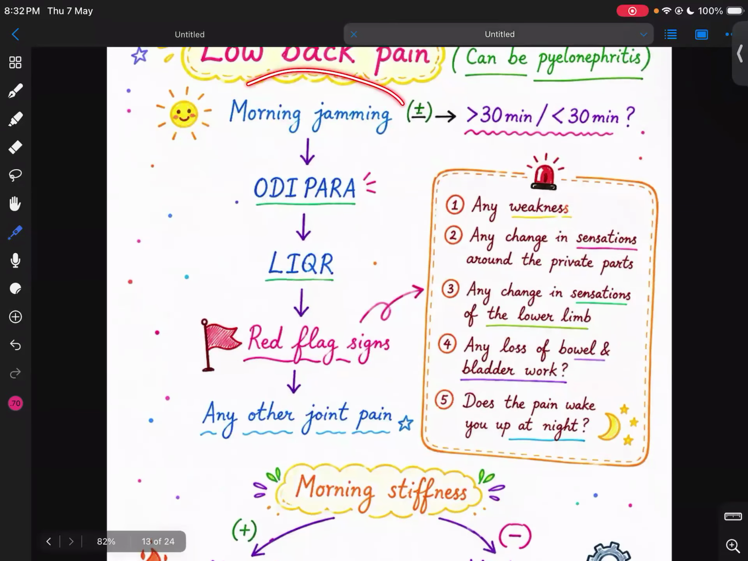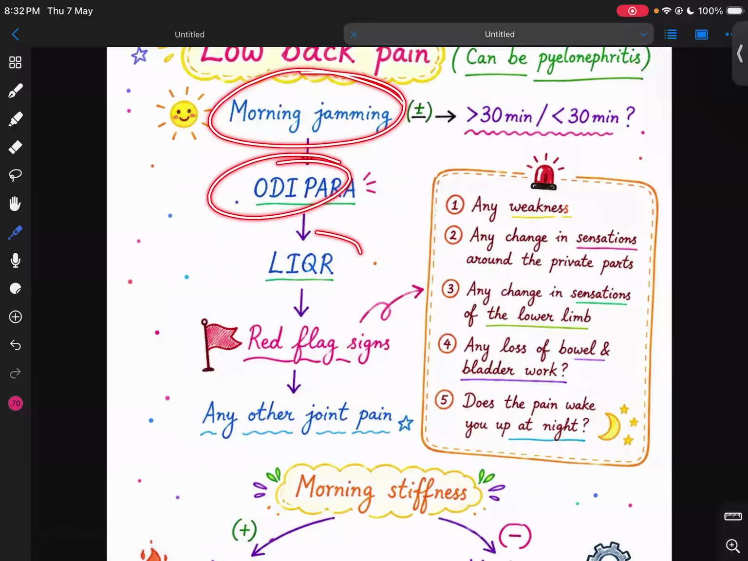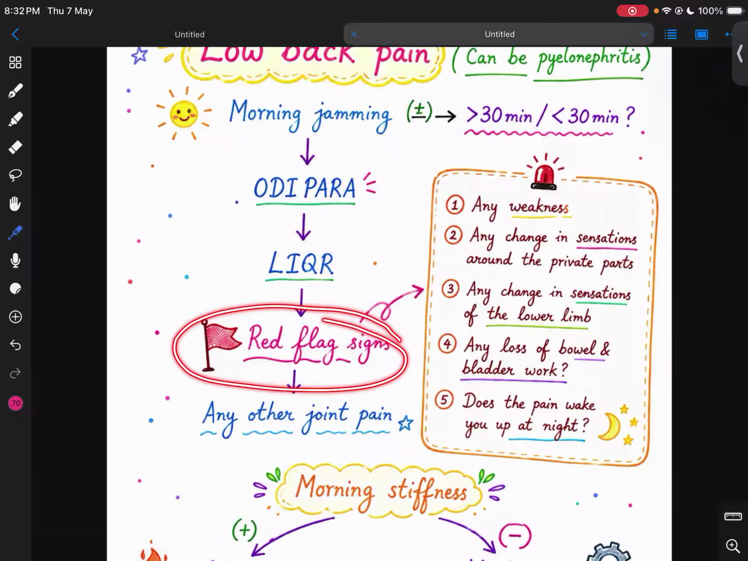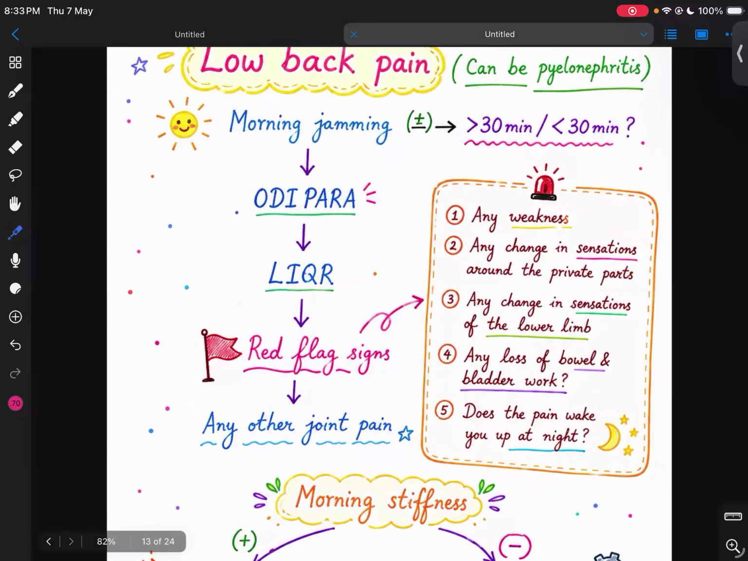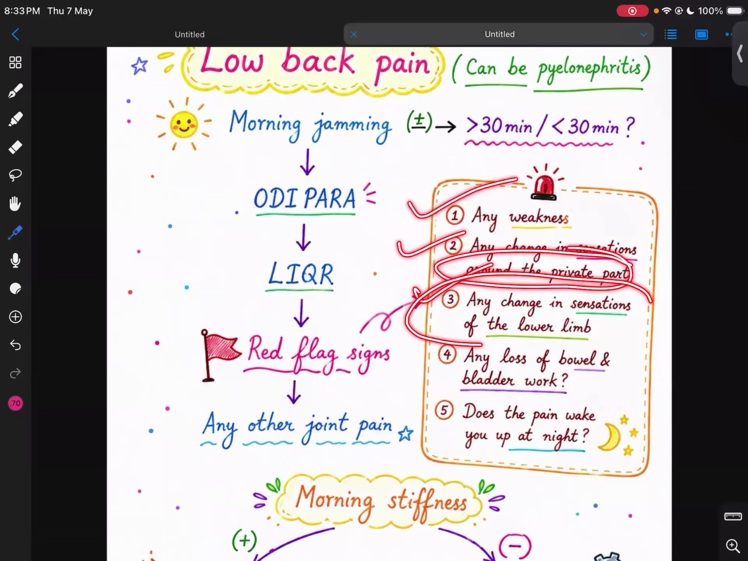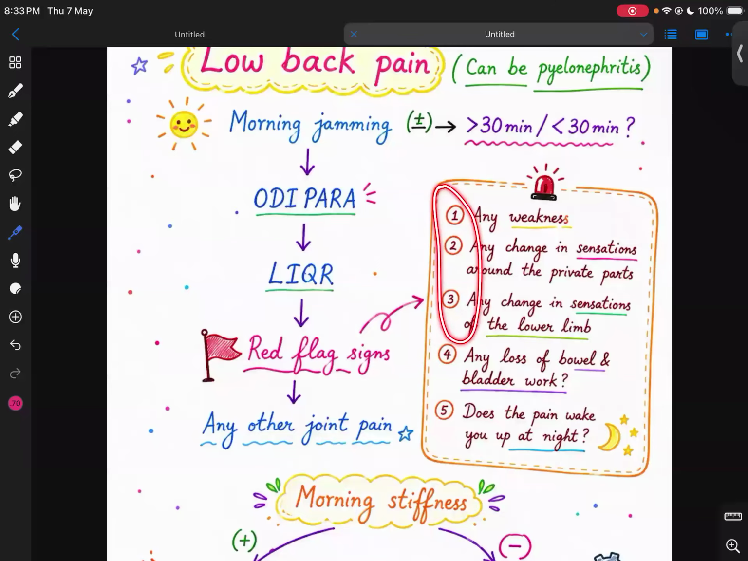After asking about morning jamming, OTHER PARA, and LICOR, the next thing is to rule out the red flag signs for every case of low back pain. What are the red flag signs? Any weakness, any change in sensation around the private part, and any change in sensation in the lower limb. These first three happen whenever there is cord compression, so we have to rule them out. Then any loss of bowel and bladder control, which also happens in cord compression and cauda equina syndrome.